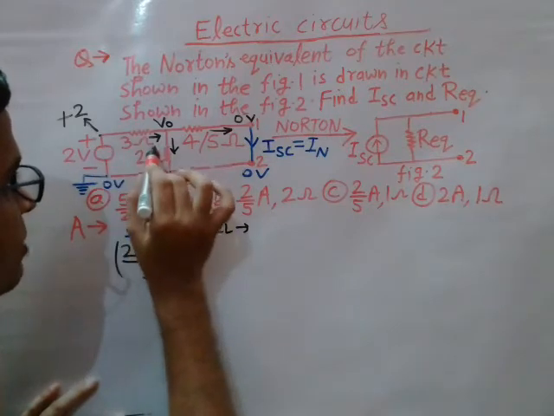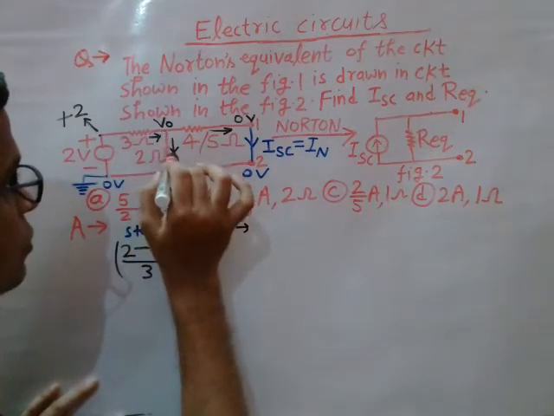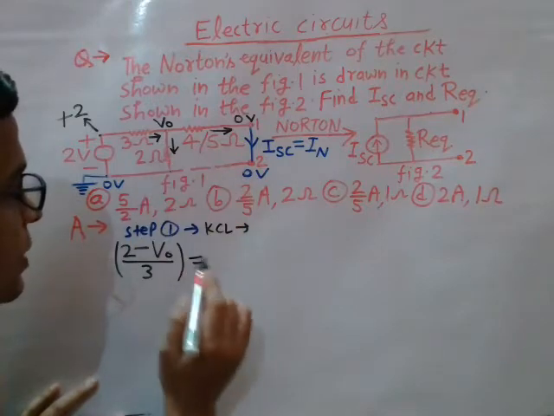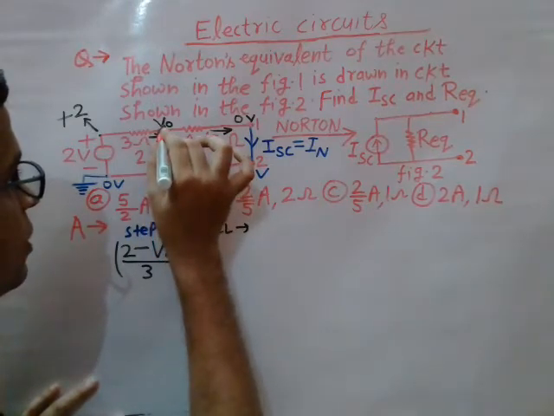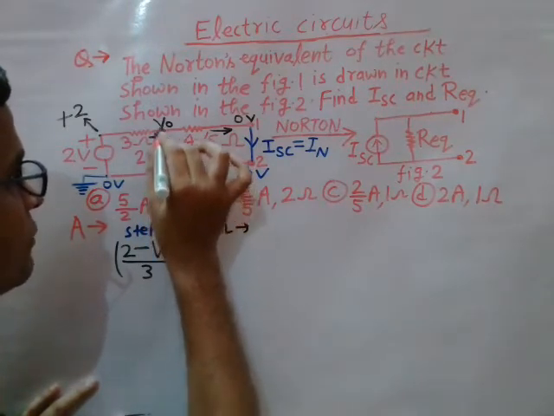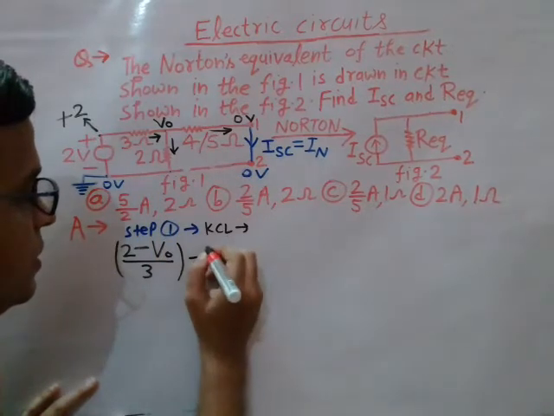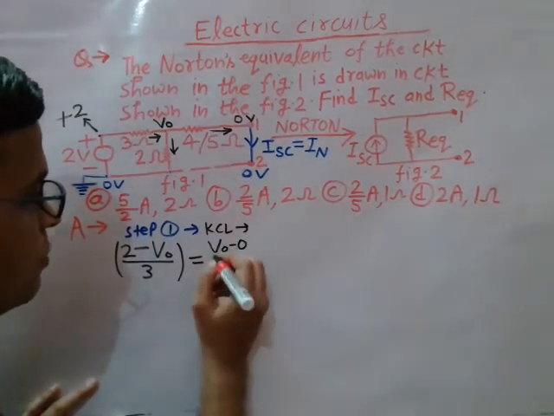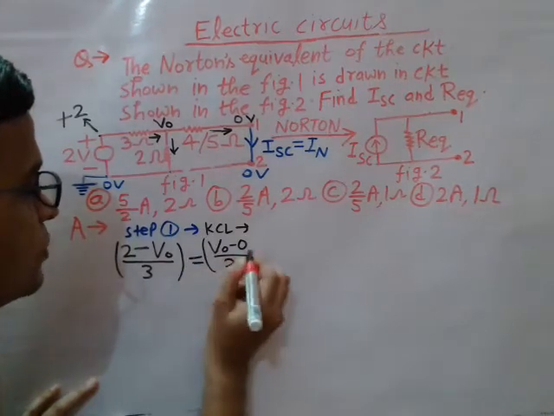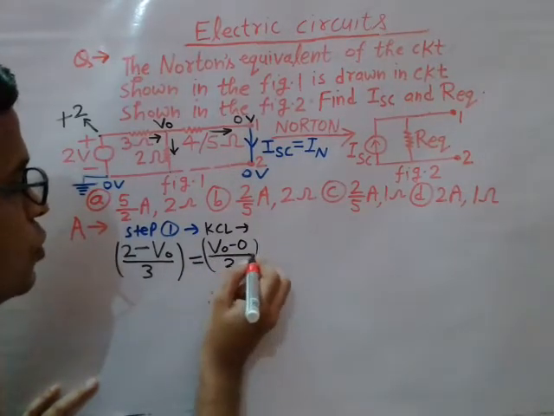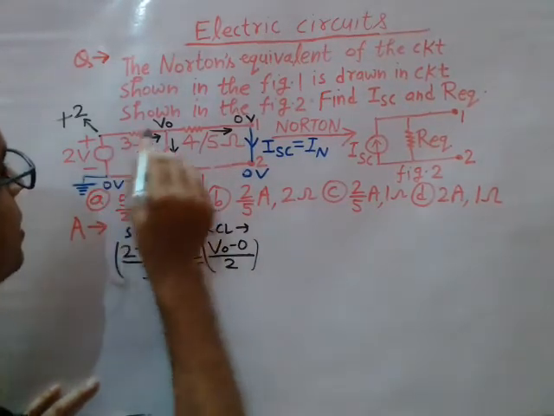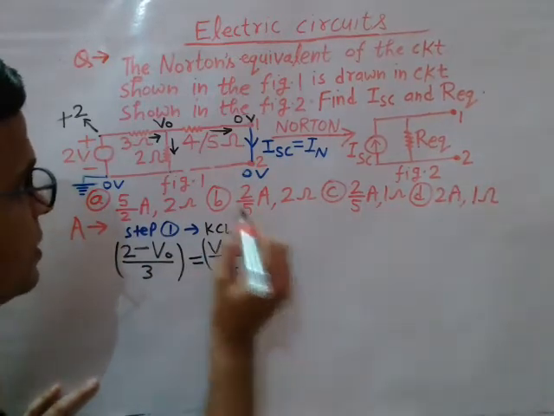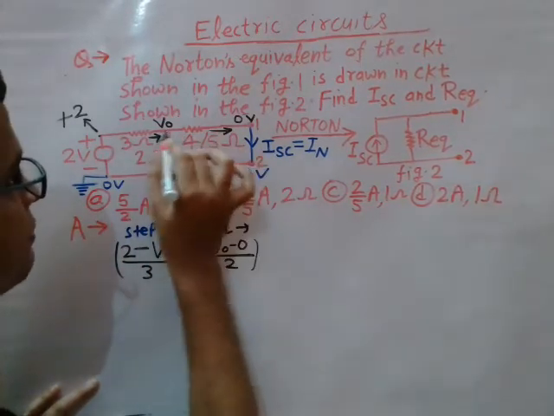Algebraic sum of all the incoming currents is equal to algebraic sum of all the outgoing currents. So this current will be V naught minus 0 by 2 ohms, since the potential of this node is 0. Simply Ohm's law: current I is equal to V by R. The same I am going to use. Now what is the value of this current?